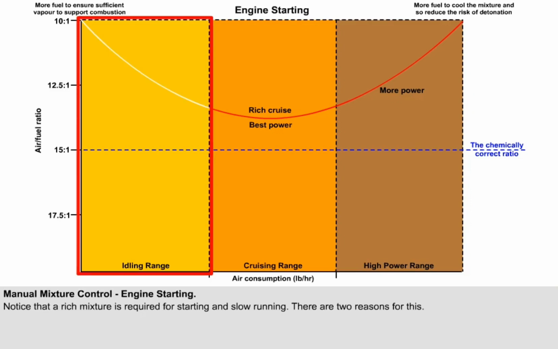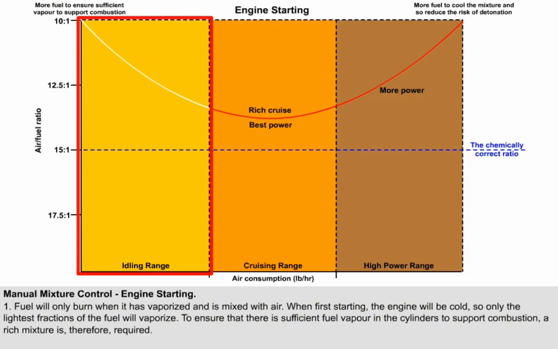Note that a rich mixture is required for starting and slow running. There are two reasons for this. The first reason concerns the fact that fuel will only burn when it's vaporized and is mixed with air. When first starting, the engine will be cold, and there is little heat to assist the vaporizing process. Therefore, only the lightest fractions of the fuel will vaporize. To make sure that there is sufficient fuel vapor in the cylinders to support combustion, a rich mixture is therefore required.